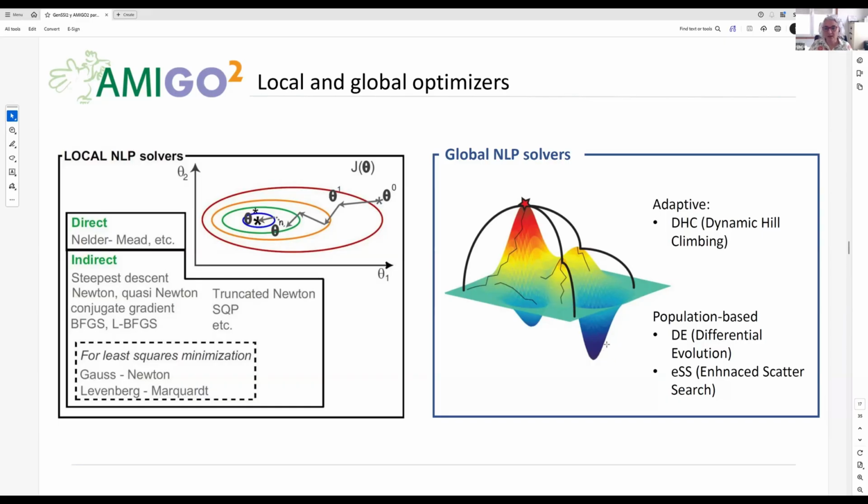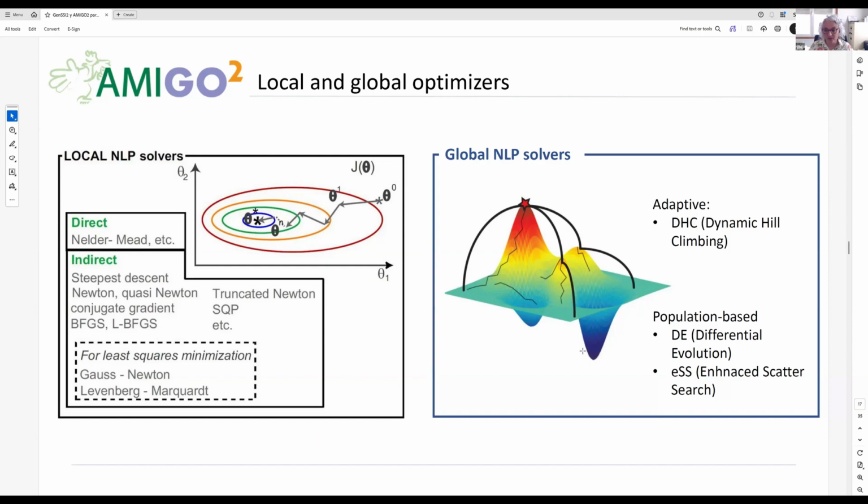But we also provide a collection of global optimizers. It is rarely the case that in parameter estimation the problem is convex with one unique solution. We typically face search spaces with several peaks, and finding the global solution requires a global optimizer.